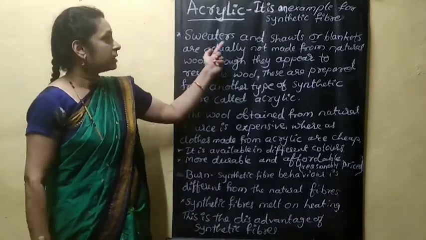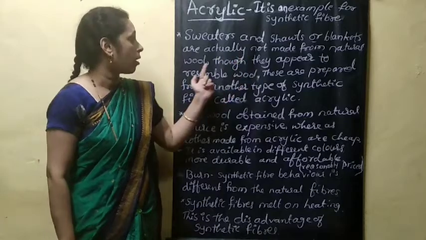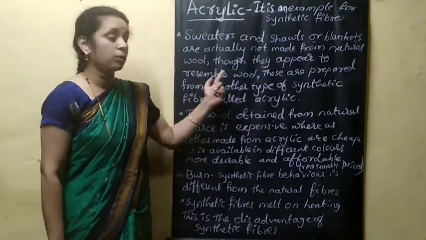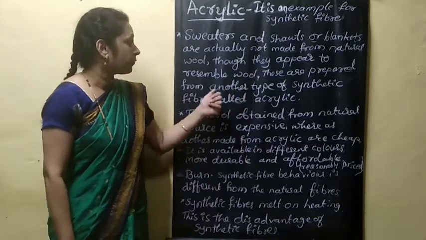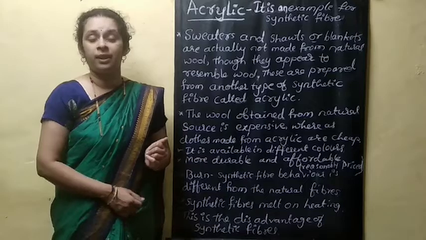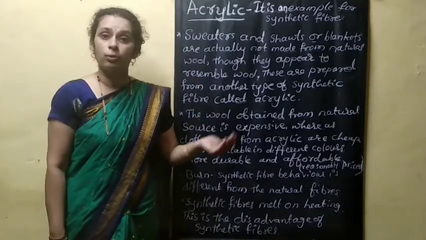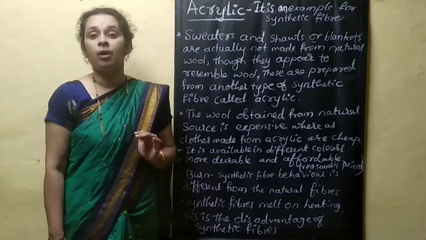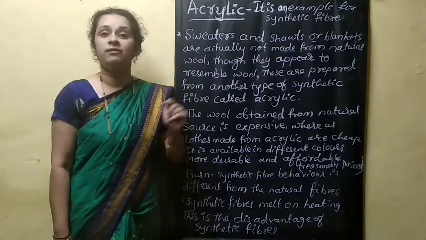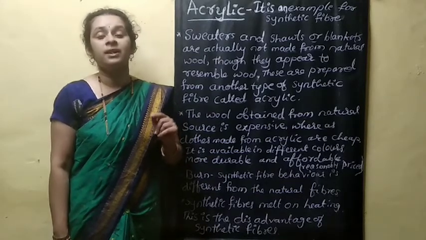Sweaters, shawls, and blankets are actually not made from natural wool. Though they appear to resemble wool, they are prepared from another type of synthetic fiber called acrylic. They appear like natural wool, but they are not made from natural wool.